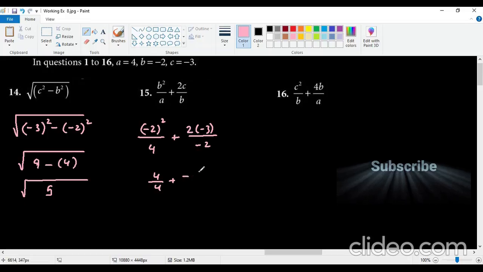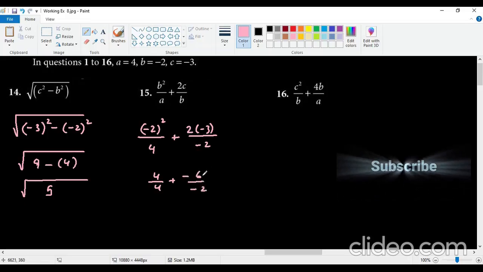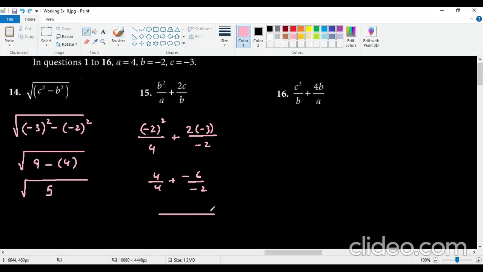Now see what you get. 4 over 4 plus minus 6 over 2. That means this is going to be 1. 4 divided by 4 is a 1.